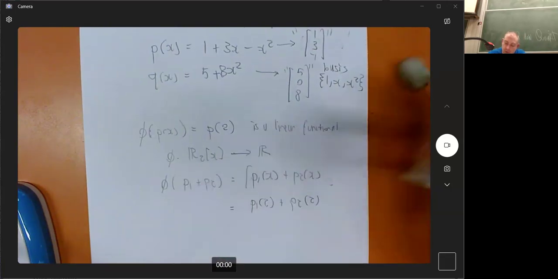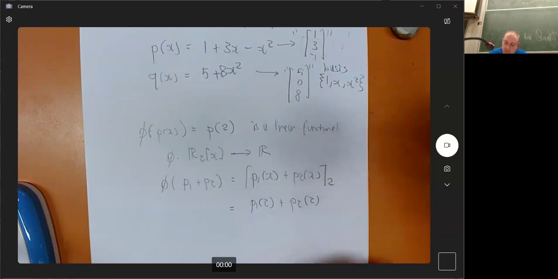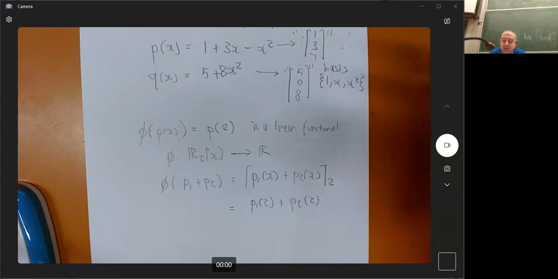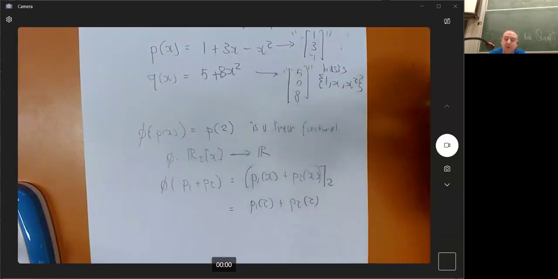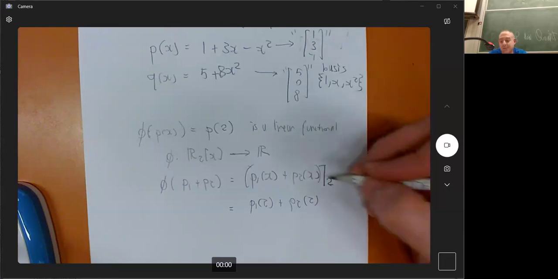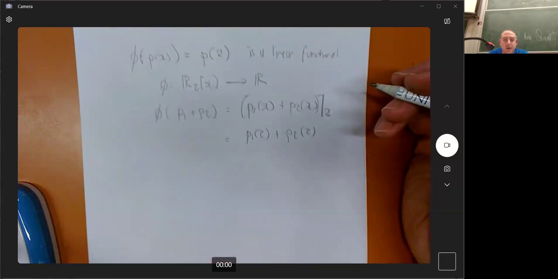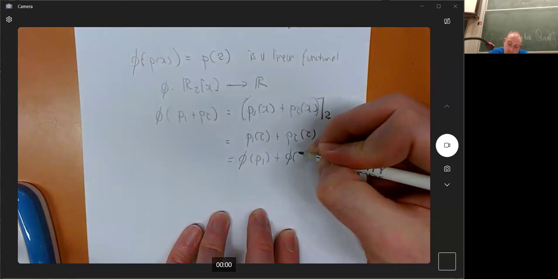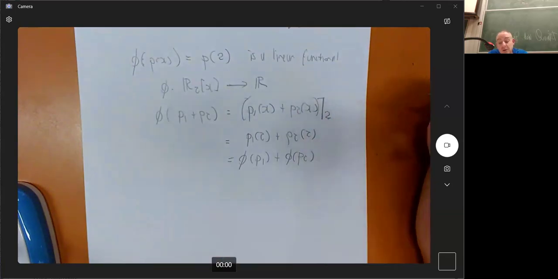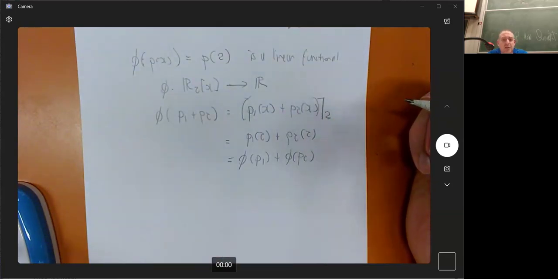There's a word for this. You actually put a ceiling-like symbol with a 2 at the bottom. That is the notation for substituting that in. I don't know if you've seen it before. Which is phi of P1 plus phi of P2. It really is a linear functional. It's surprising. It doesn't feel right.